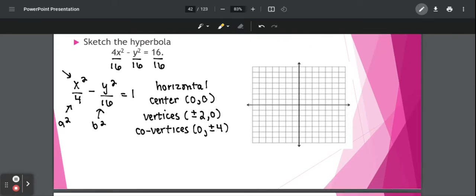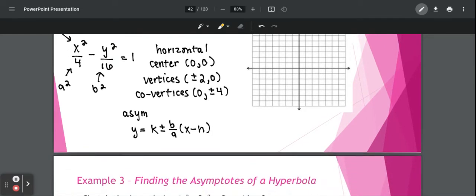And then we need to find the asymptotes. So your asymptotes for your horizontal hyperbola, remember, are the equation y equals k plus or minus b over a times x minus h. But when k and h are 0, we just get y equals plus or minus b, which is 4, over a, which is 2, times x. Or we would say y equals plus or minus 2x would be the equations for your asymptotes.